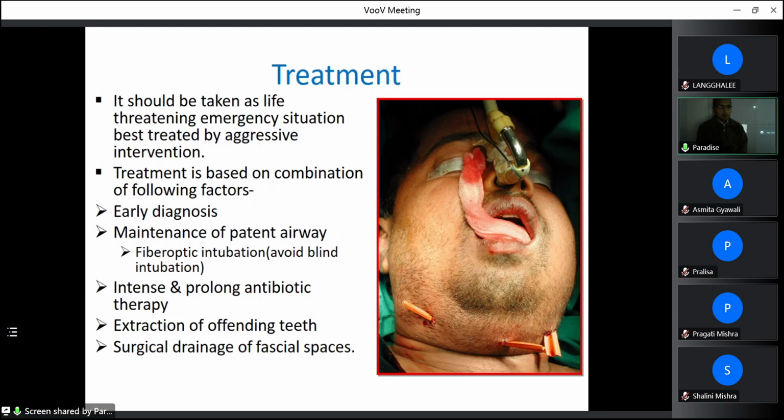Then intense and prolonged antibiotic therapy, extraction of offending teeth, surgical drainage of facial spaces. So the first thing you have to do is secure the airway. You have to do incision and drainage, and for culture sensitivity, you have to prescribe antibiotic IV medications. Once the infection has subsided, once the patient can open the mouth sufficiently, then you have to find the etiological factor, most commonly carious teeth, or maybe any infection. You have to find the cause. If it is due to carious teeth, you have to extract that tooth.